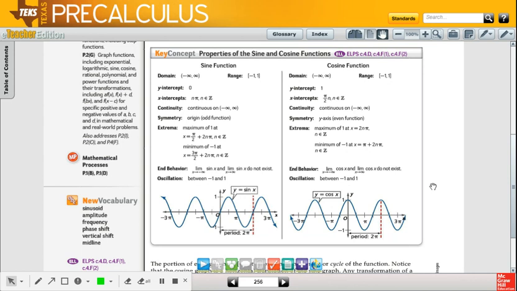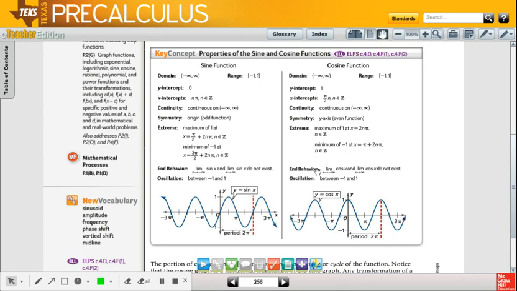So what it means is that you have a minimum of negative 1 where your x values are odd multiples of π. So π, 3π, 5π, 7π. Same thing with negatives: negative π, negative 3π, negative 5π, negative 7π. So there's a pattern. The end behavior is pretty much the same as sine.